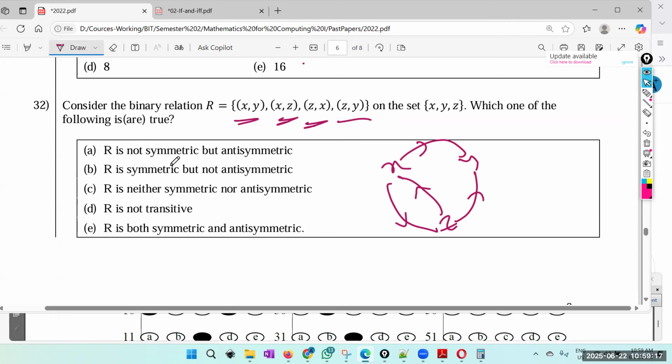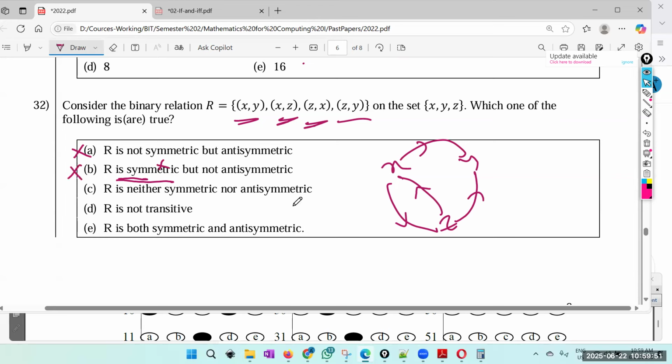R is not symmetric. Obviously not symmetric, because X to Y is there but not Y to X. But it is not antisymmetric either, because we have X to Z and Z to X. So this is wrong. Not symmetric is correct, but antisymmetric is wrong. The option saying R is symmetric is wrong, but not antisymmetric. Anyway, this is wrong, because 'but' means 'and'.